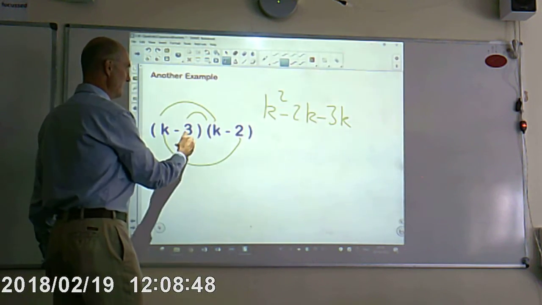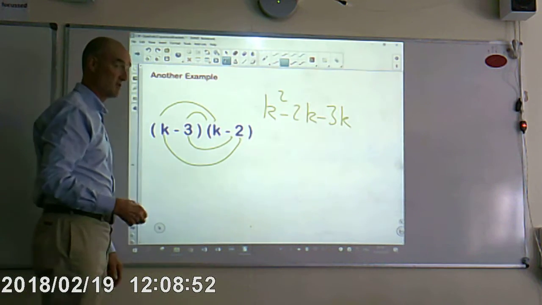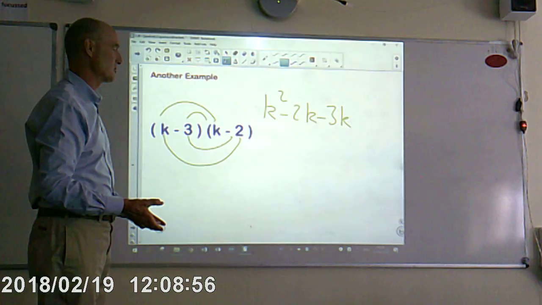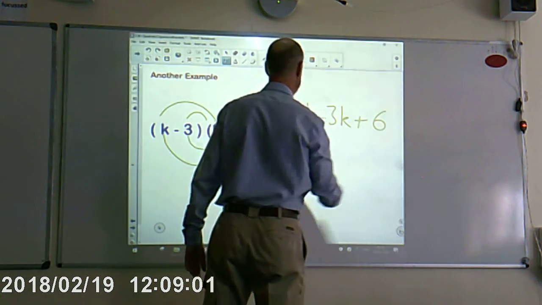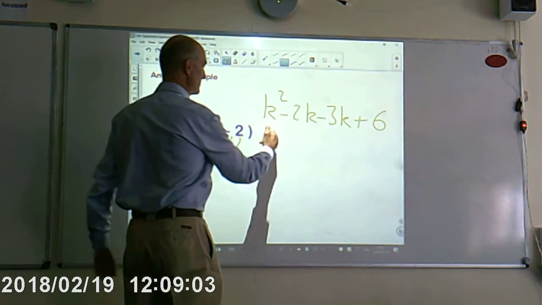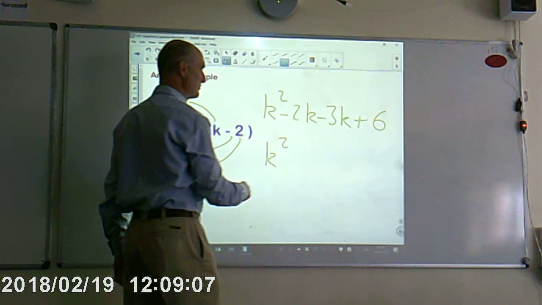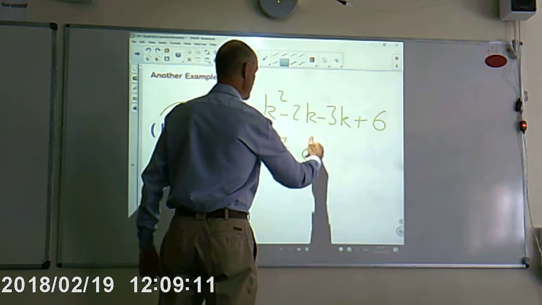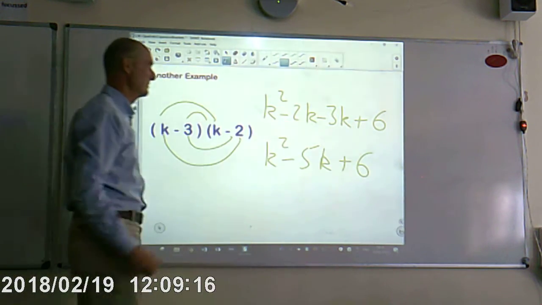And then finally, last terms, minus 3 times minus 2, negative 3 multiplied by negative 2, makes a positive result. So plus 6, a positive 6. K squared, can't do anything with that, leave it on its own. Got a minus 2k and a minus 3k, yep, they can be combined, combining like terms. That's minus 5k, and then our plus 6 at the end.